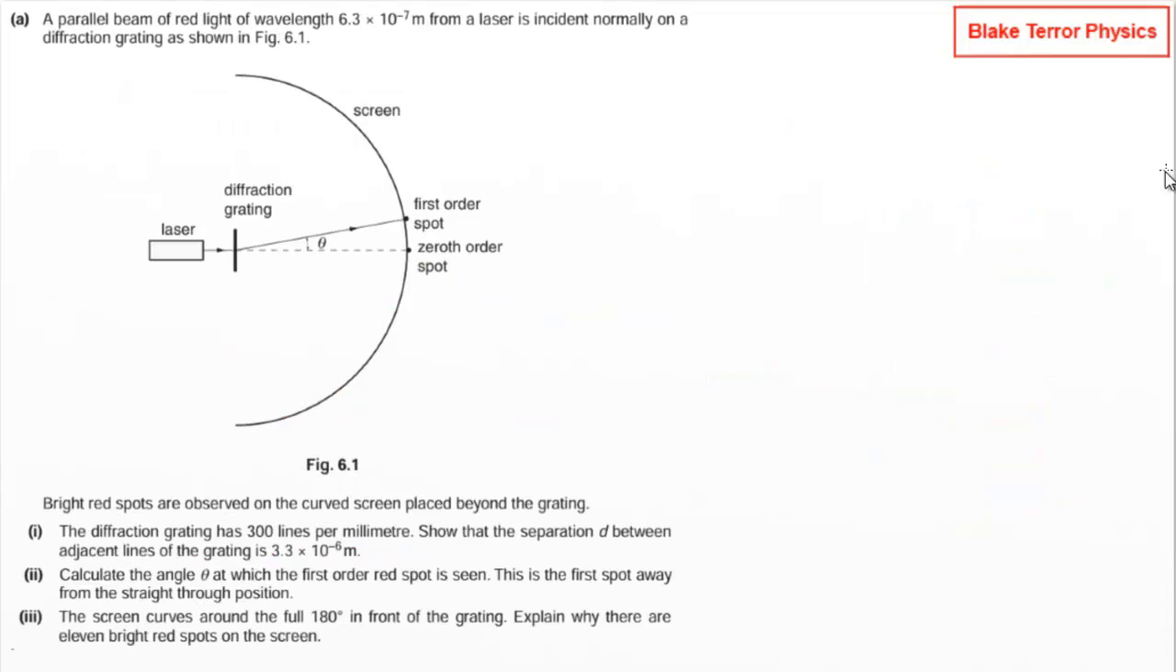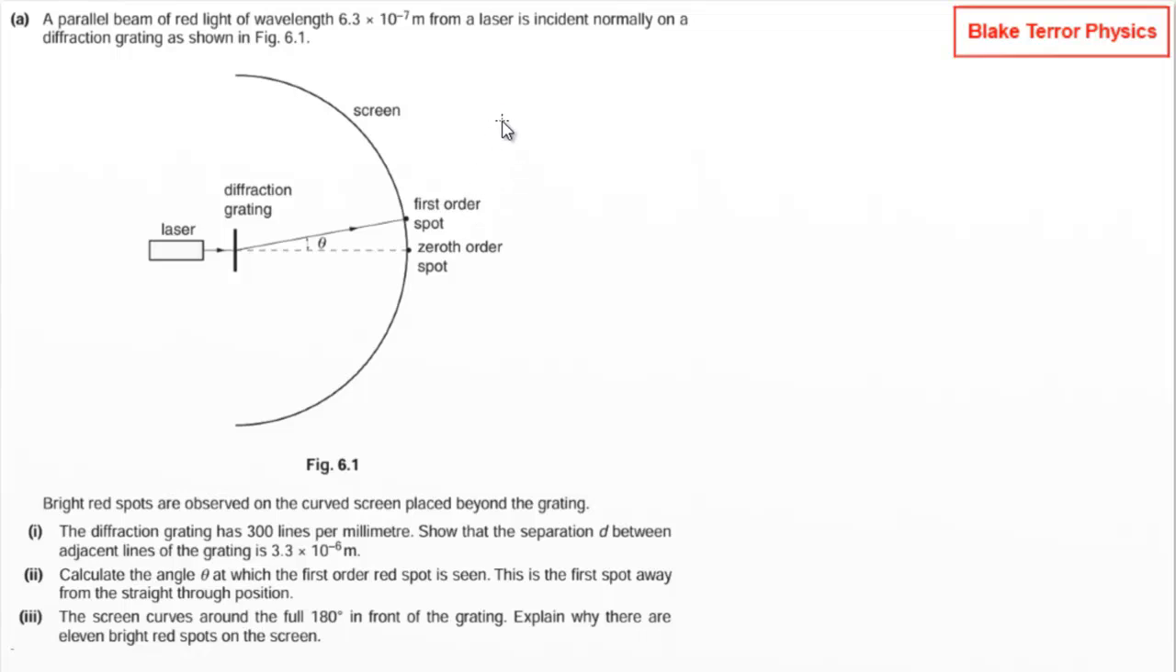We've got a parallel beam of red light of wavelength 6 times 10 to the minus 7 meters from a laser incident normally on a diffraction grating. Okay, right, so we're starting with diffraction grating. And right, I've just drawn that out. Bright red spots are observed on a curved screen placed beyond the grating. Diffraction grating has 300 lines per millimeter. Show that the separation d between adjacent lines of the grating is 3.3 times 10 to the minus 6 meters.